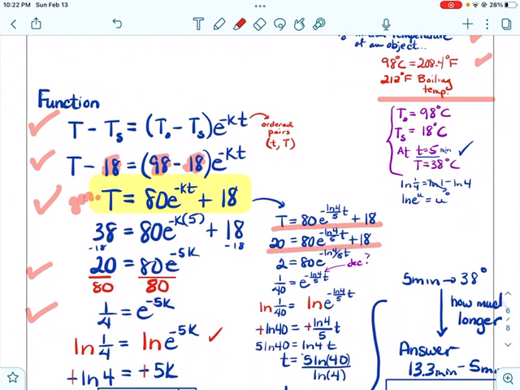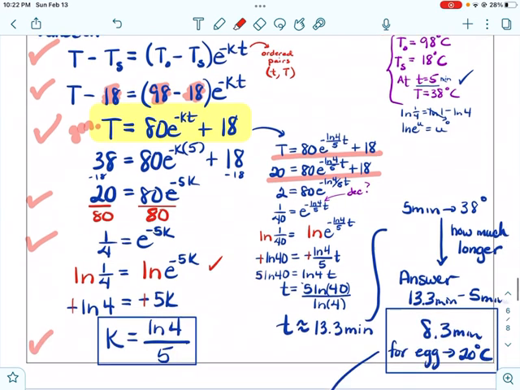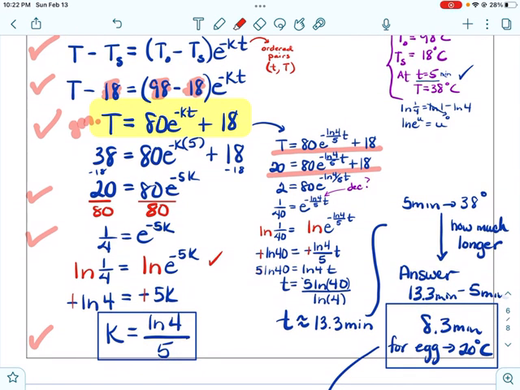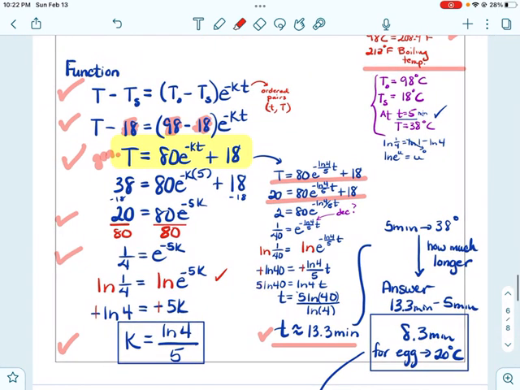Solving for that, it turns out we get a time of 13.3 minutes. So it'll take 13.3 minutes to go from the initial temperature all the way down to 20 degrees. We just want to know how much longer, so it took 5 minutes to get to 38. It would be 13.3 minus those 5 minutes. So the answer for this problem is 8.3 minutes.